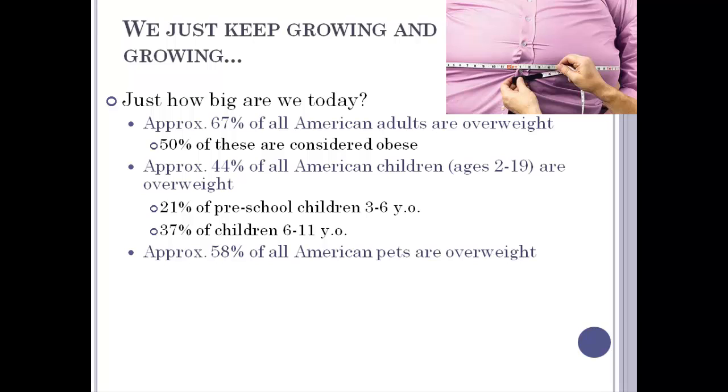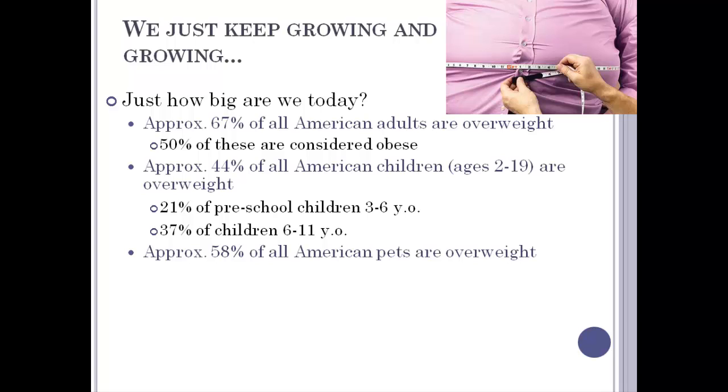Just how big are we? Well, right now, approximately 67% of all American adults are overweight. About 50% of those are considered obese. 44% of our American children ages 2 to 19 are overweight. When we break that down into age range, that's about 21% of preschoolers and 37% of early elementary school children.